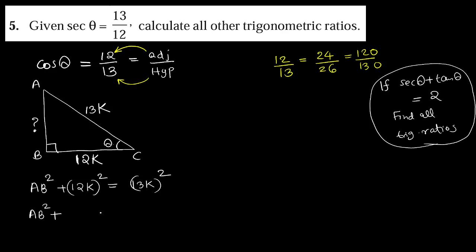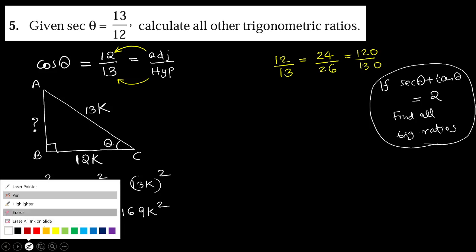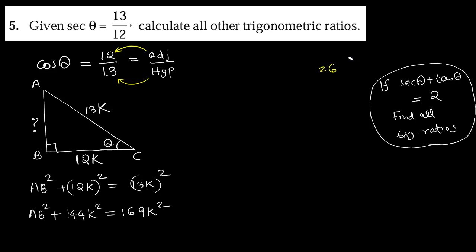AB square plus, you can ask me doubt, Nishit, let me complete one or two steps. After that you can ask me doubt. 12k whole square, 12 square is 144, 144k square. Right side 13 square will be 169k square. I hope you have understood. So next step will be, I want AB, right? You can take this term to the other side.